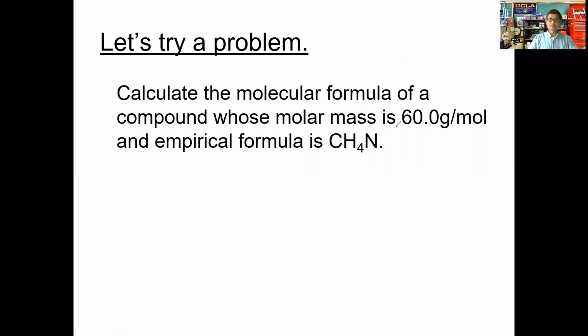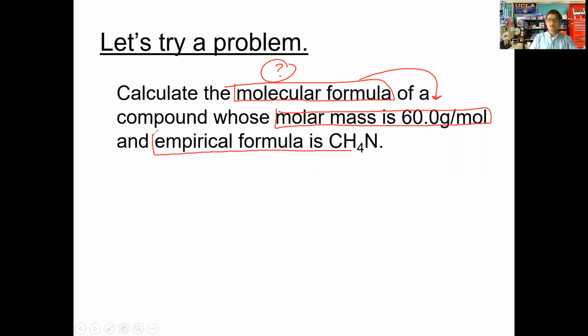They tell us the molar mass. Here we're given the molar mass of this compound, and they want us to find the molecular formula. What is the molecular formula of this compound? We don't know, but we do know its molar mass, so the formula has that molar mass. And we are given the empirical formula for the compound, so we don't have to solve for that.